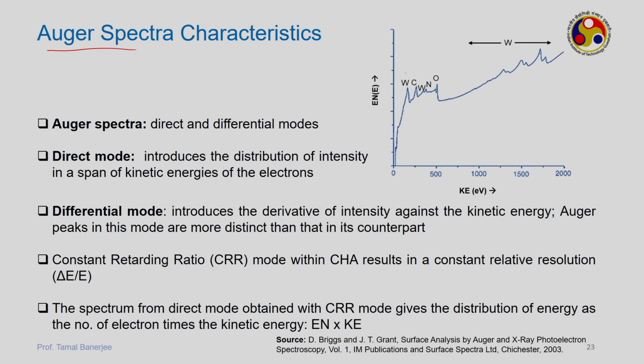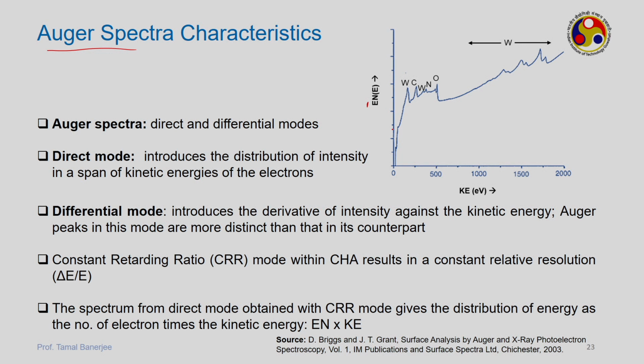One is the differential mode, another is the direct mode. In the direct mode, what you do is you simply multiply the kinetic energy of the photons which are coming out from the sample into this number. If you do that, this is for an XPS spectrum of a tungsten foil.